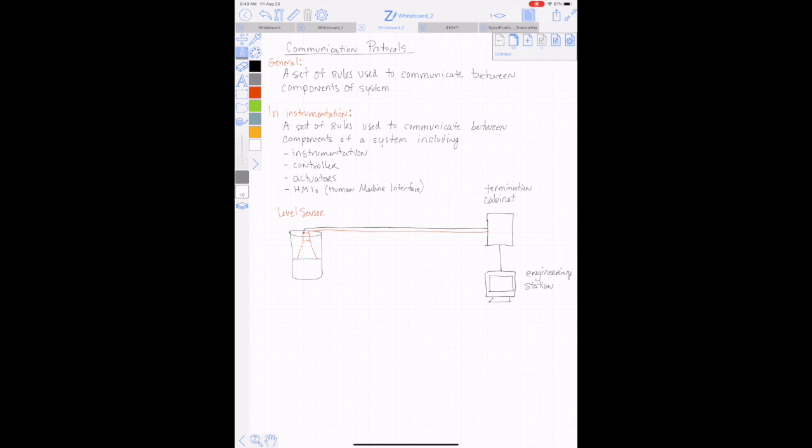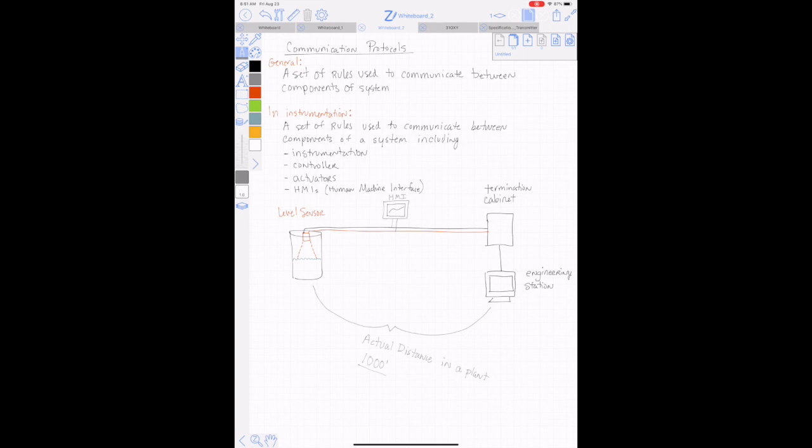or the human-machine interface. So we can see here we have the level sensor, a human-machine interface, which is a screen that an operator can view the information being read by this sensor, the termination cabinet, and the engineering station. These are all components of the system. This is a current loop, or a 4 to 20 milliamp loop, and that is the type of communication protocol this instrumentation system is using.